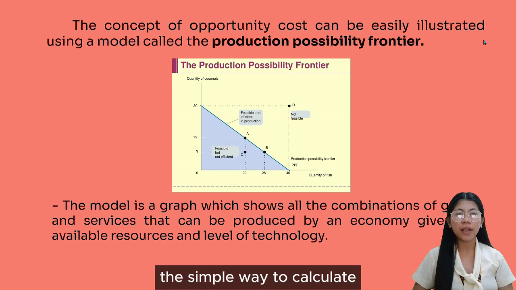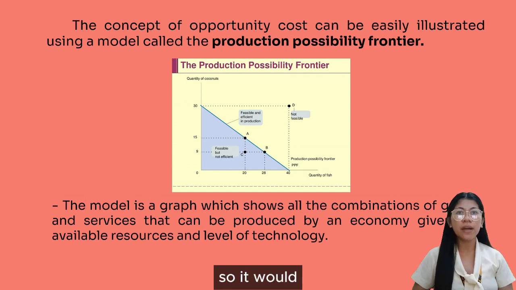The simple way to calculate opportunity cost is to take the slope, which is the change in y over the change in x. So to calculate the opportunity cost of the x-axis, we use the change in y over the change in x, and for the calculation of the y-axis, we do it in inverse, so we put the change in x over the change in y.